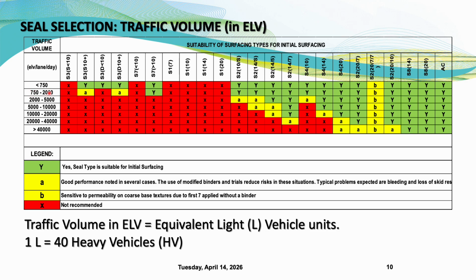In extreme traffic cases, there are only limited options available which can be used as an initial surfacing on the gravel pavement. So in summary then, this type of table shows what can be used where for a specific factor that is in this column over there. Let's go to the next one.